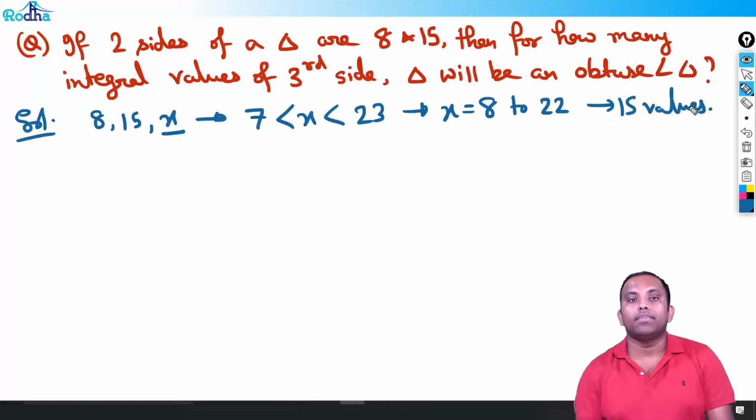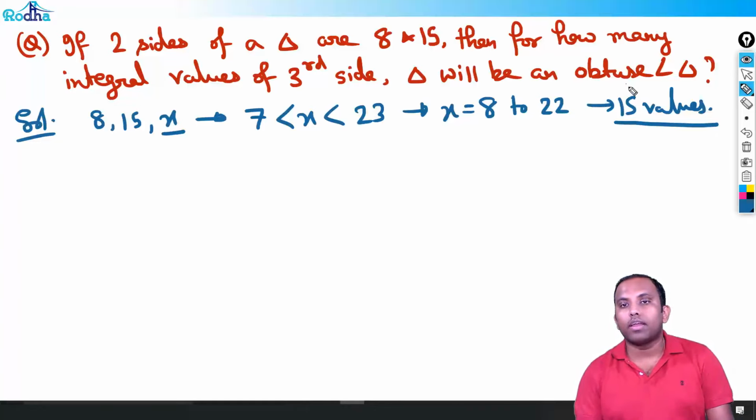Now, but this is for all kinds of triangles formed, right? Obtuse, acute, right angle triangle, whatever. All the mixture. There are total 15 values. So I can form 15 different triangles, right? But our question is for obtuse angle triangle, right?